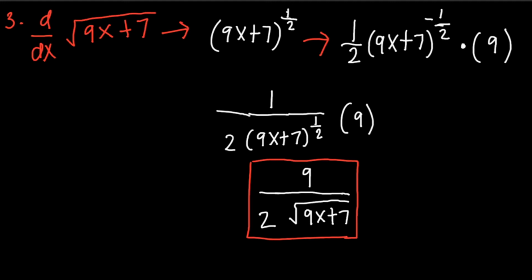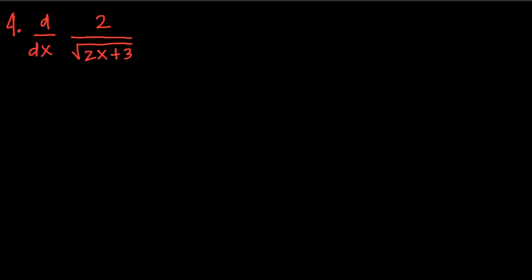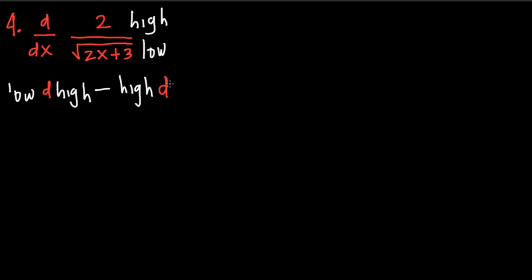So, next example. Okay. So, ito. 2 over 2x plus 3. So, actually, chain rule yan. Tsaka, quotient rule. Dalawang rule sa isang given. So, di ba, sinabi ko nga, pwedeng magkaroon ng dalawang rule sa isang given. So, ito yung magiging high, ito yung magiging low. So, again, tandaan nyo ba yung quotient rule? Low, D high, minus high, D low, over low squared. Chain rule, quotient rule to.